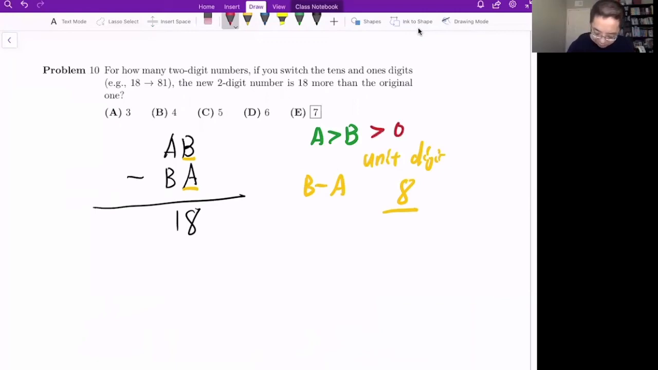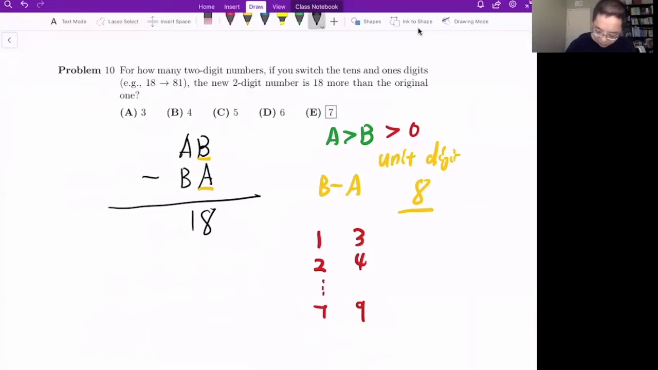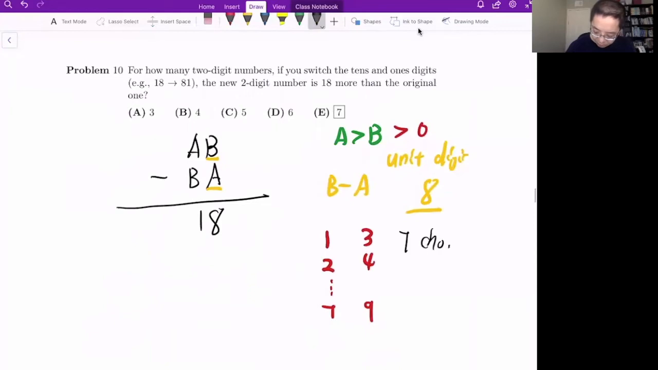If I start from B is 1, then in order to get a unit digit of 8, you add 1 to 11, so A could be 3. If B is 2, then A could be 4, and all the way to B is 7, then A could be 9. So we have 7 choices.